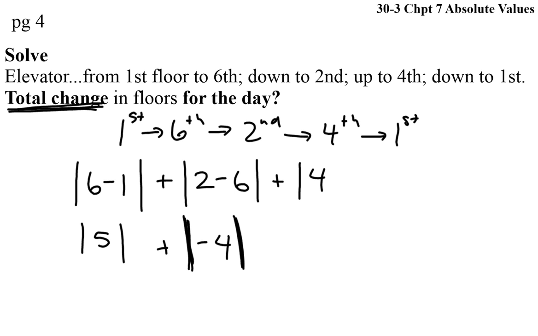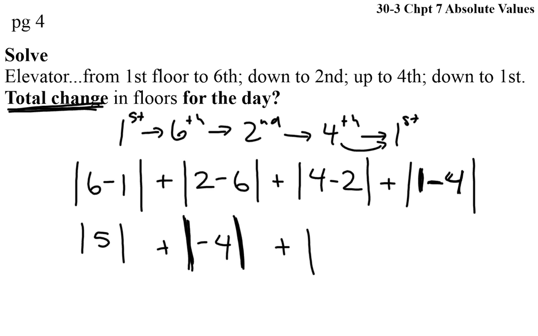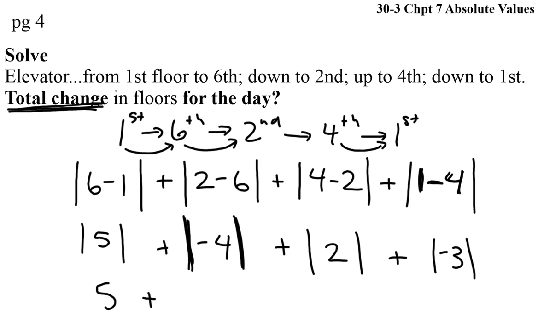Next change was from 2 to 4, so the change would have been 4 minus 2, and the last change finished at 1 from 4. So again, it was a 3 floor drop to finish, but I don't care that it was 3 floors negative, so I just want to deal with the fact that that negative 3, I want it as a positive. 3 floors were changed. So there's what that equation becomes. 6 minus 1, he went up 5, which was okay. He then went down 4, but I don't care that it was down, so I want the absolute of it. It was a 4 floor change.